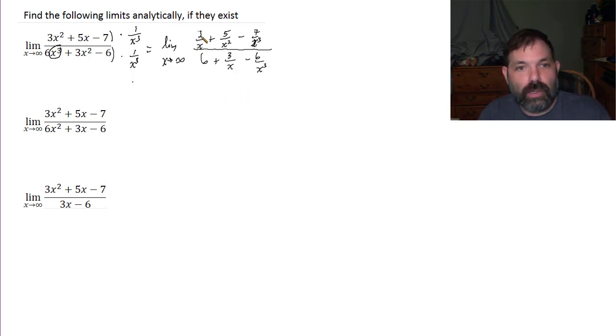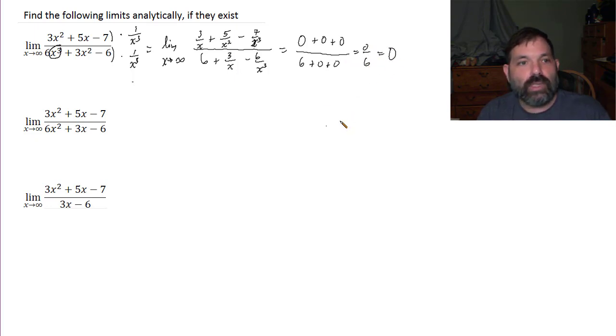If I let x approach infinity, 3 over x becomes 0. 5 over x squared becomes 0. 7 over x cubed becomes 0, minus, whatever. Adding 0, subtracting 0, inconsequential. In the denominator, I have 6 plus 0 plus 0. So I have 0 divided by 6, which is 0. So this limit, as x approaches infinity, would be 0.